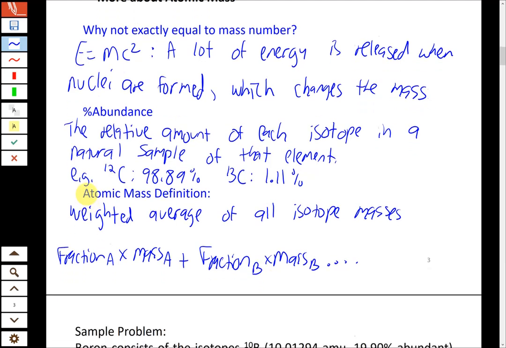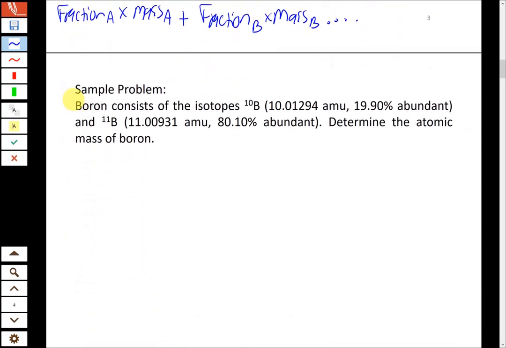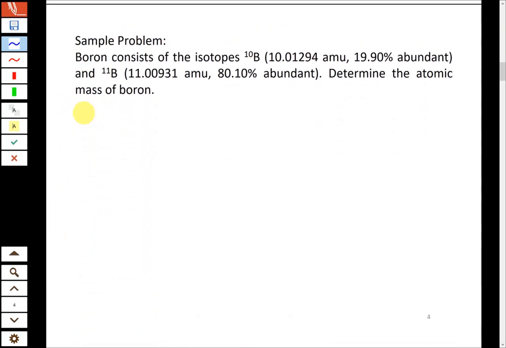All right, so that's the definition. So then let's go through a couple of sample problems related to this concept. This is really the first type of problem we'll see in this chapter that'll come up on homework assignments and exams, which is using the definition of atomic mass in 2 different ways.